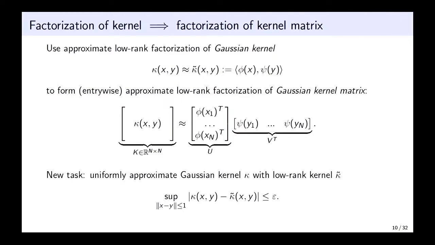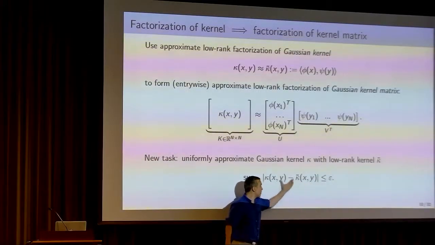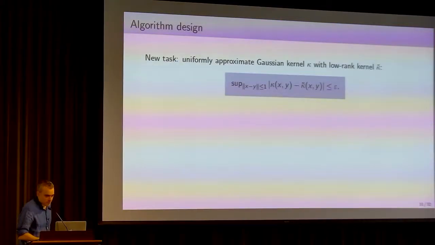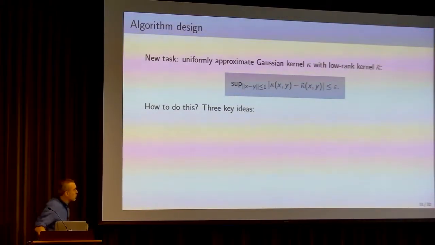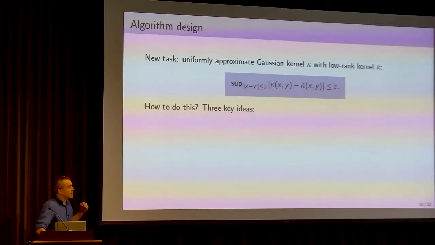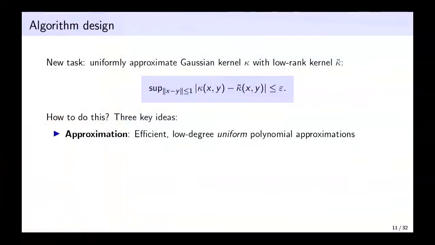As I said, given the Gaussian kernel, we're going to produce some other approximate kernel in such a way that this entry-wise error is as small as possible. So how are we going to do this? There are really three key ideas, and I think each of them buys you a lot compared to what people have done before. The first one is that we're going to use efficient low-degree uniform polynomial approximations.